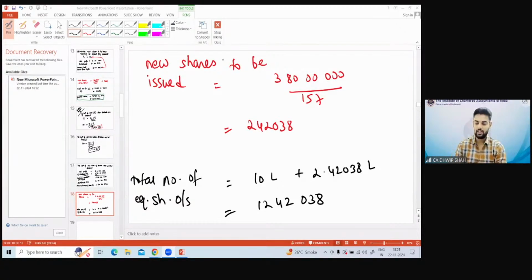Any doubts still here, students? We are going very logically, as if you yourself are investing in a business or as if you yourself are a businessman. 3.8 CR, how?